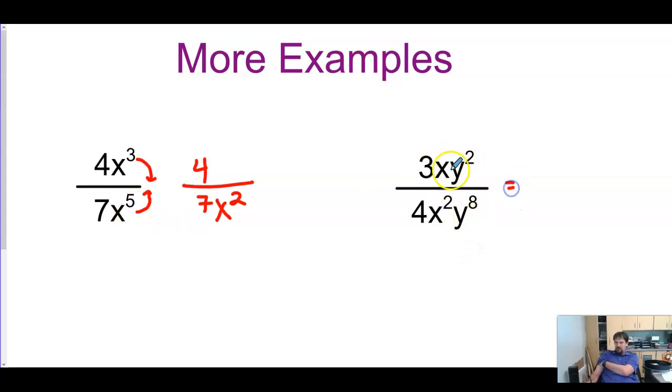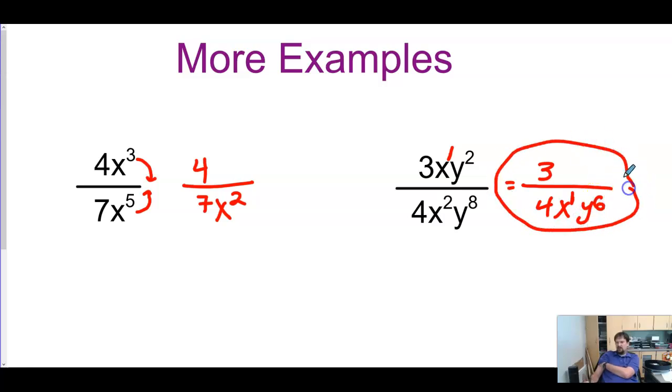So let's do that again. We have 3 over 4, so we're just going to keep the 3 and the 4. Here we have x to the first power and x squared. Well, the squared is bigger than the 1, so 2 minus 1 is 1. And since the bigger exponent was on the bottom, it's going to stay on the bottom. We got y squared over y to the 8th. We're going to do 8 minus 2. And since the 8 was on the bottom, the result is going to stay on the bottom as well. So I would get 3 over 4x to the first, y to the 6th.